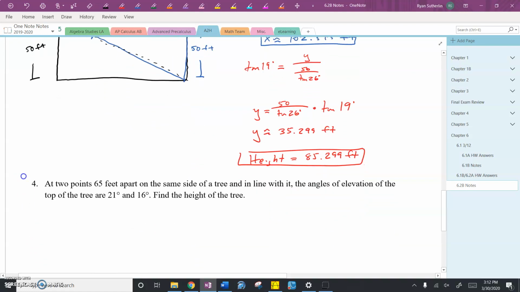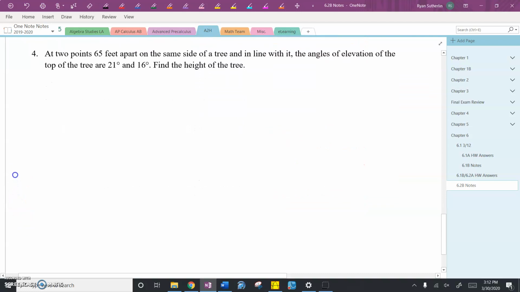Problem 4. At 65 feet apart on the same side of a tree, and in line with it, the angles of elevation of the top of the tree are 21 and 16 degrees. Find the height of the tree. So again, a tough one to draw. Try to draw it. Pause. See what you get when you come back.